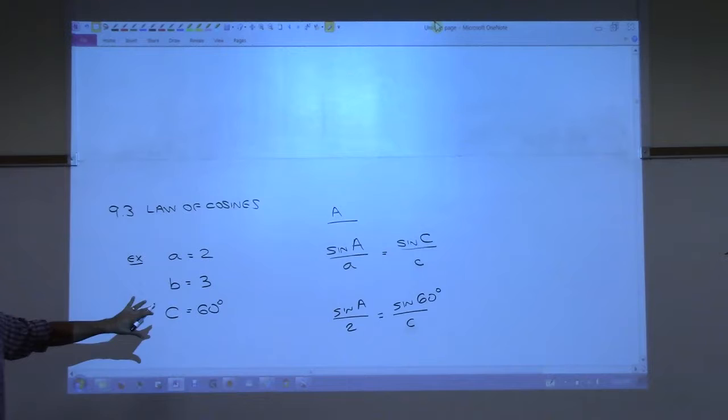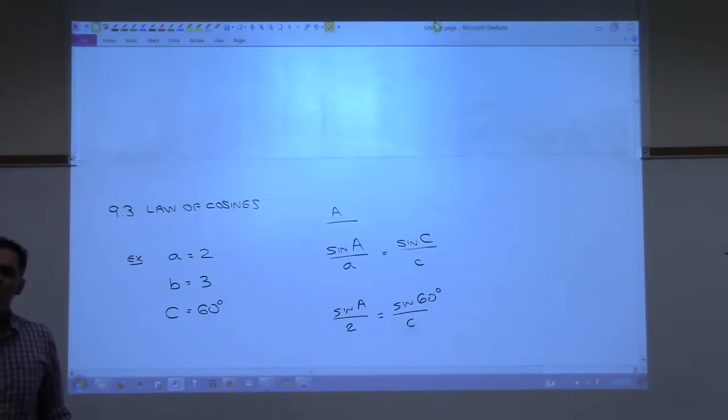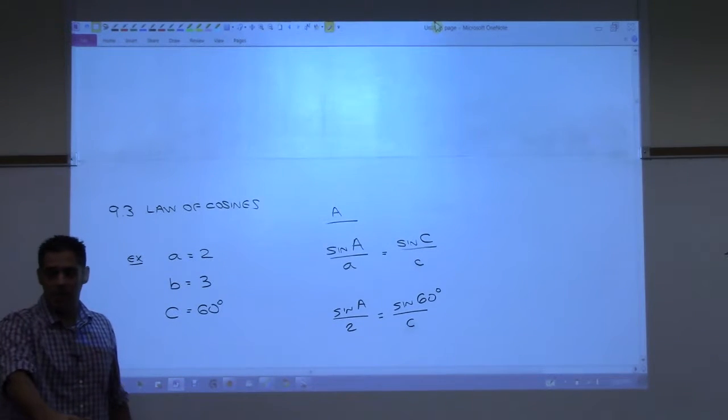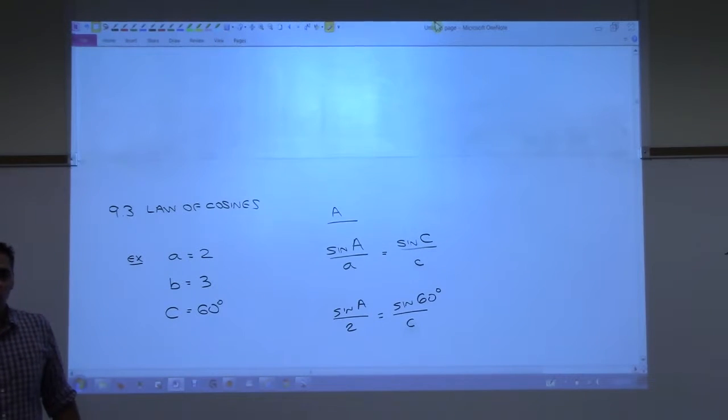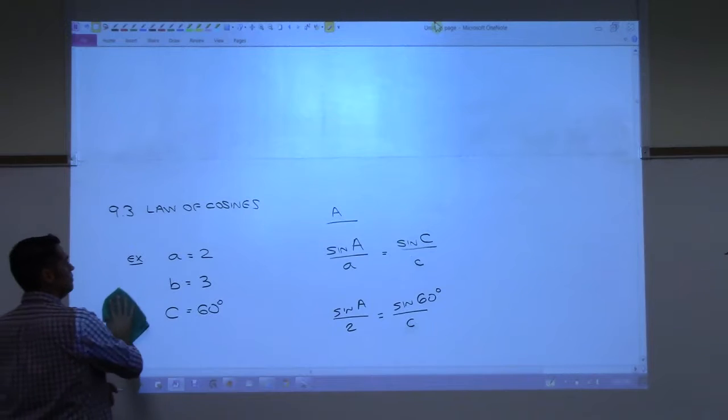So the majority of the time it's sine, and the rest of the time it's cosine? I wouldn't say it's one or the other. What I will say is that if you can use law of sines, use it, because the law of cosines is a more complicated formula. If sines work, use that, and otherwise use cosines.